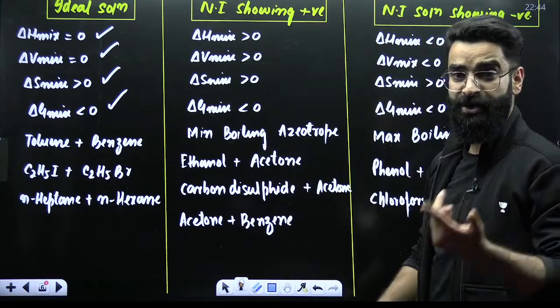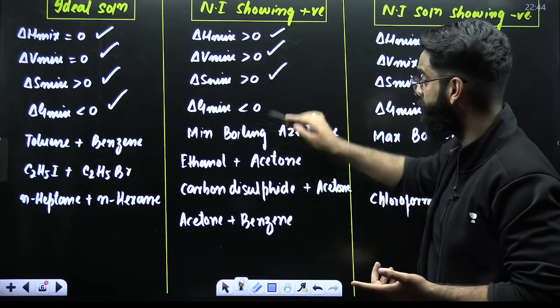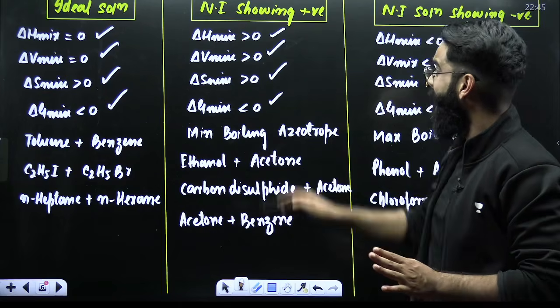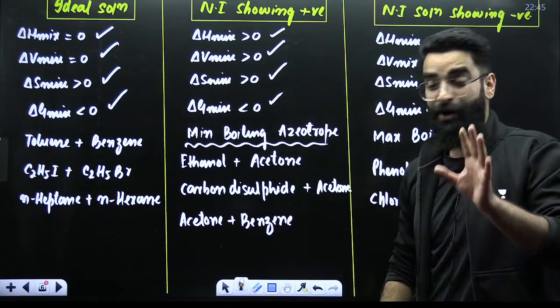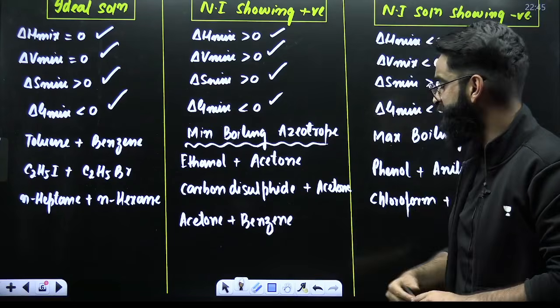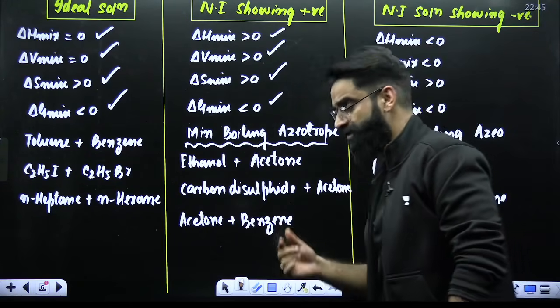Non-ideal solution showing positive deviation: delta H mixing positive, delta V mixing positive, delta S mixing positive, delta G mixing negative, right? And remember, non-ideal solutions showing positive deviation form minimum boiling azeotropes, and these are its examples: ethanol and acetone, carbon disulfide and acetone. Similarly, acetone and benzene.